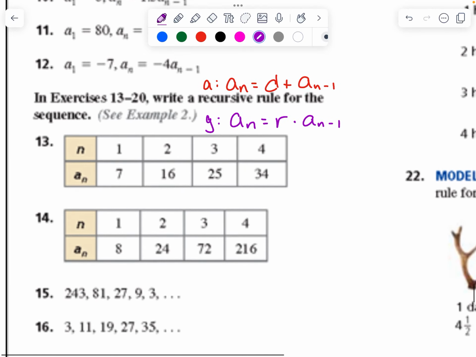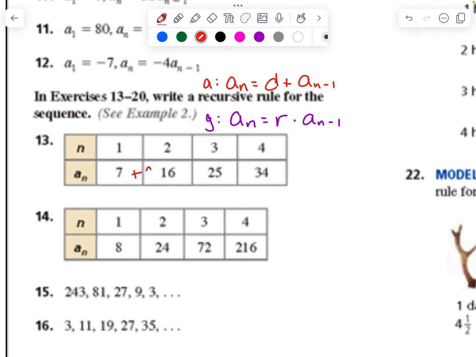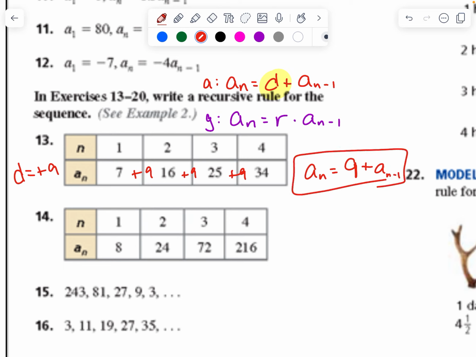All right, so the first one I should notice is arithmetic. It's plus 9. So I need the recursive function. I need to figure out what is my difference. It's plus 9. And the only thing that I can really substitute in here is that common difference. So a sub n would be equal to that common difference plus a sub n minus 1. And that's it.